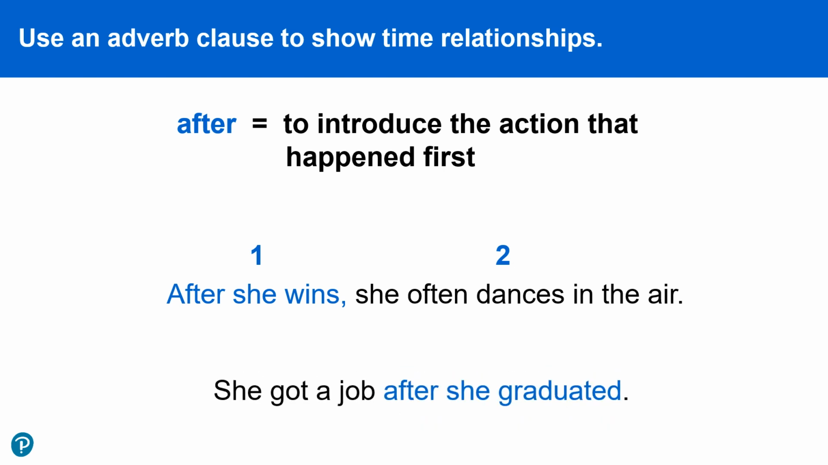She got a job after she graduated. Which action happened first, getting a job or graduating? Graduating happened first, and then she got a job. And remember, after she graduated is the adverbial clause that's describing when did the get happen? When did that verb got for got a job occur? It happened after she graduated.